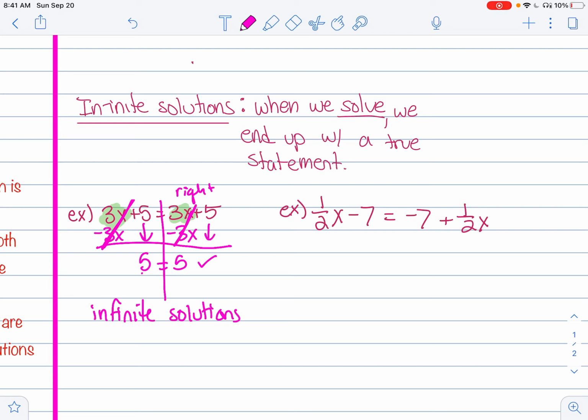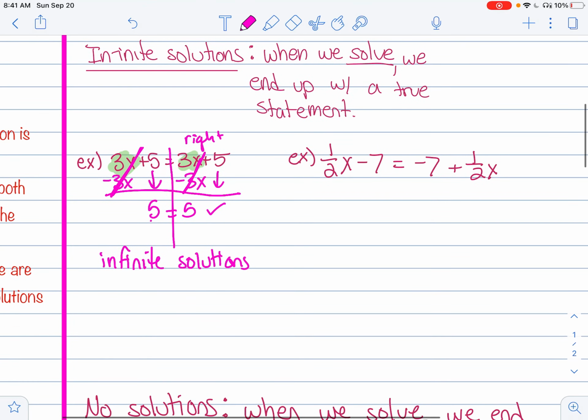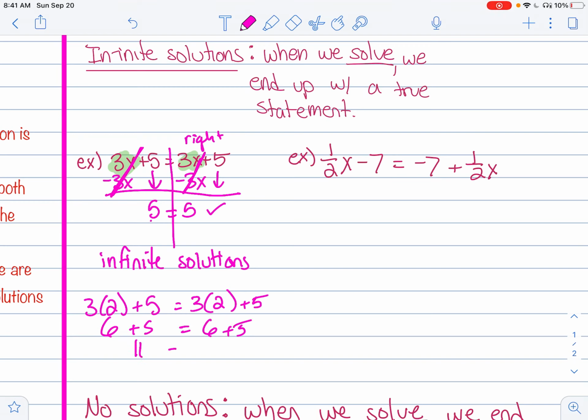And what infinite solutions mean is that any number that I plug into this equation for x is going to be true. So if I were to plug in 2 for x, 3 times 2 plus 5 is going to be 3 times 2 plus 5. I have 6 plus 5 equals 6 plus 5. I have 11 equals 11. So 2 works here, but literally any number could work for x.